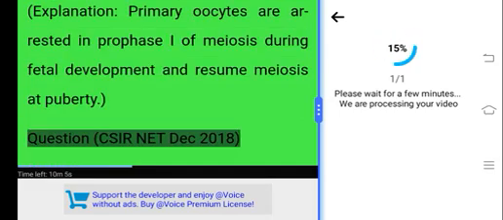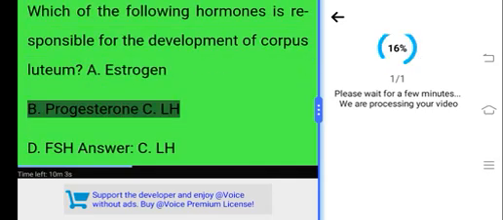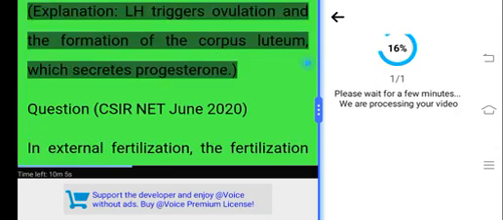Question, CSIR NET December 2018. Which of the following hormones is responsible for the development of corpus luteum? A. Estrogen. B. Progesterone. C. LH. D. FSH. Answer: C, LH. Explanation: LH triggers ovulation and the formation of the corpus luteum, which secretes progesterone.